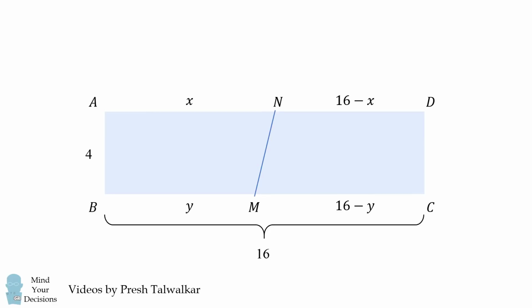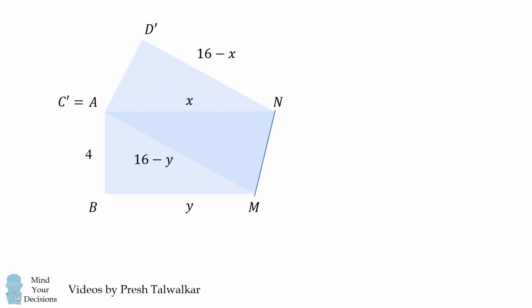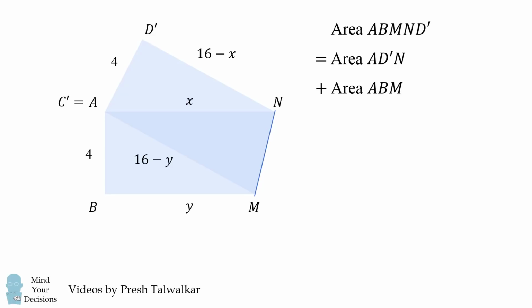Now when we fold over this rectangle, the distances will be preserved. So let's see what happens. So C prime M will be 16 minus Y, D prime N will be 16 minus X, and the distance from A to D prime will be 4 because that'll still be the same distance as AB. We can solve for the area of the pentagon by solving for the area of 3 different triangles. We have the triangle of AD prime N, the triangle ABM, and the triangle AMN. So let's solve for each area of each triangle.